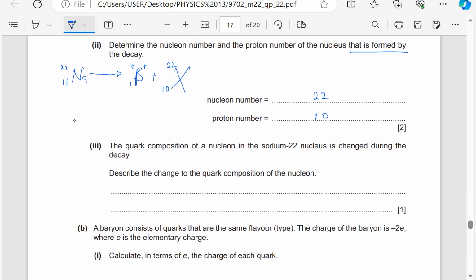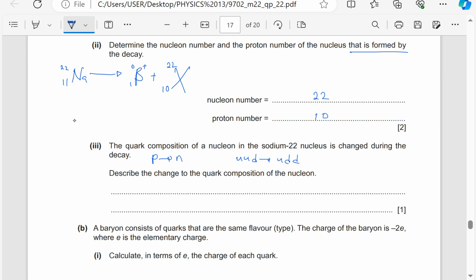The quark composition of a nucleon in the sodium nucleus is changed during the decay. Describe the change to the quark composition. So there has been loss of a proton. In other words, a proton must have changed into a neutron. So if a proton is changed into a neutron, it means up, up, down changes to up, down, down.